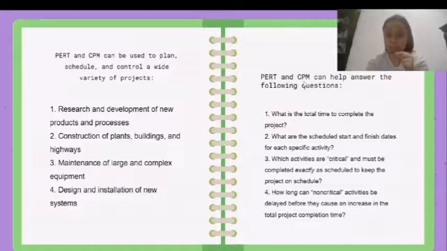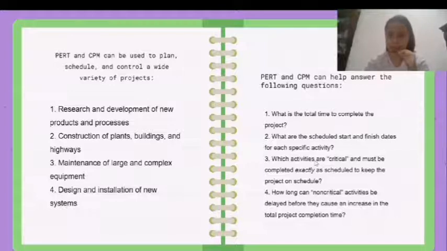PERT and CPM can help answer the following questions. Number 1, what is the total time to complete the project? Or how many weeks will it take to complete the project? Number 2, what are the scheduled start and finish dates for each specific activity? Number 3, which activities are critical and must be completed exactly as scheduled to keep the project on schedule?